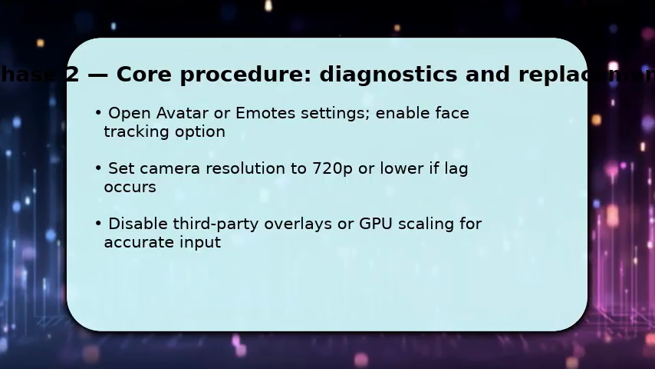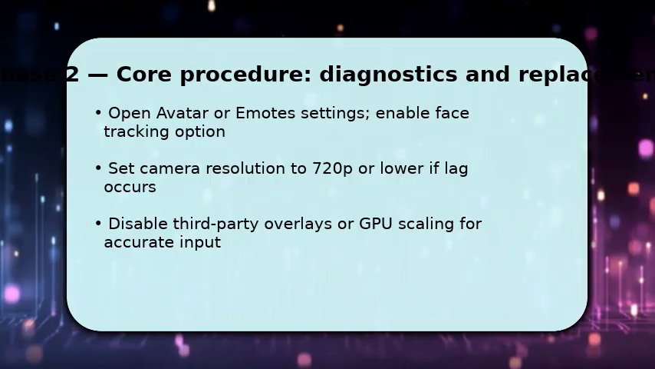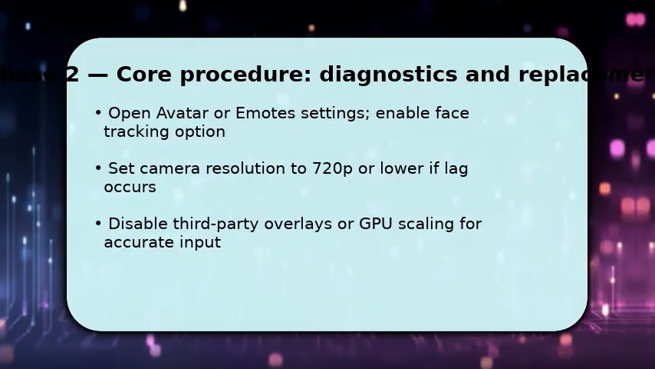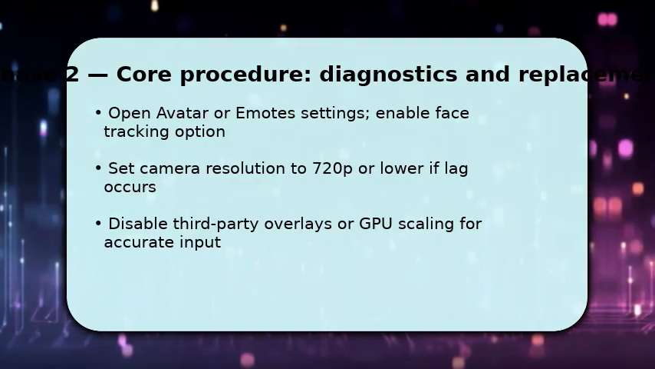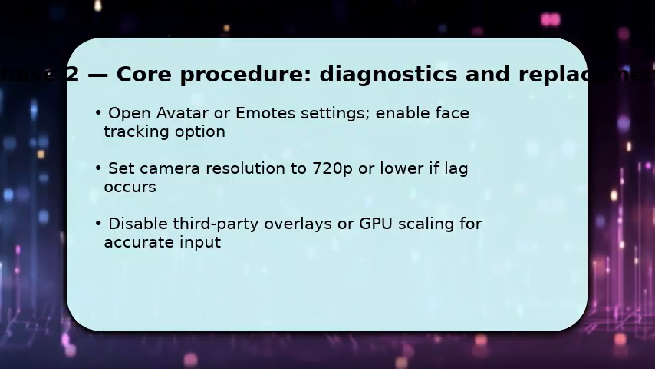You now configure tracking inside Roblox. Open avatar or emote settings and turn on face tracking. Then, set your camera resolution to 720p or lower to reduce processing. Lower resolutions reduce lag and false negatives.